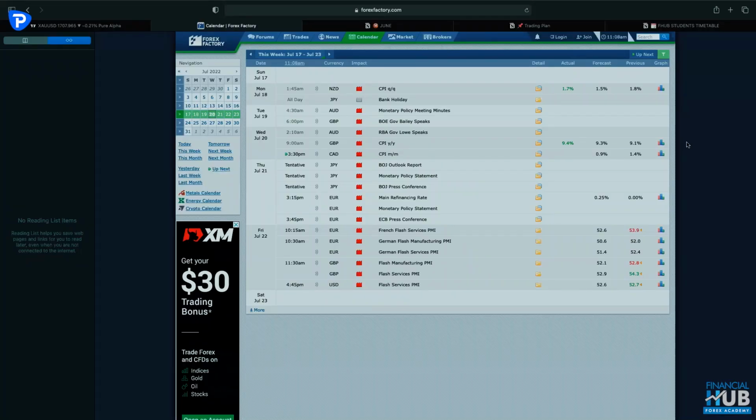So yeah, guys, looking at Forex Factory, at the news coming out this week, you can see today at 3:15 in the evening, we'll be paying attention to the ECB and their monetary policy, what they're going to talk about. And then at 3:45, it's important also to pay attention to what the ECB press conference is going to say.